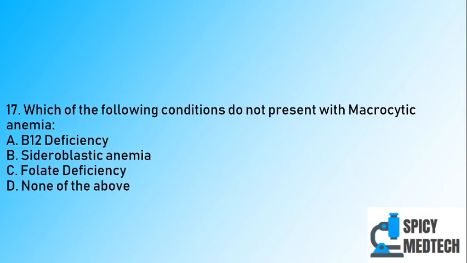Number 17. Which of the following conditions do not present with macrocytic anemia? A. B12 deficiency, B. Sideroblastic anemia, C. Folate deficiency, or D. None of the above. So the answer for number 17 is letter B, sideroblastic anemia.